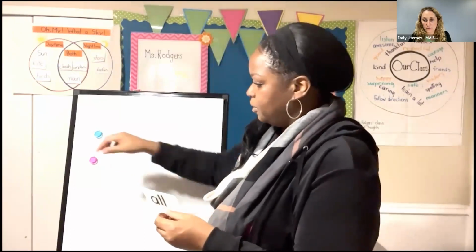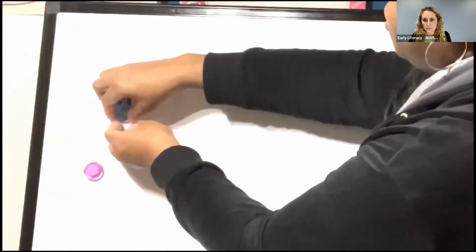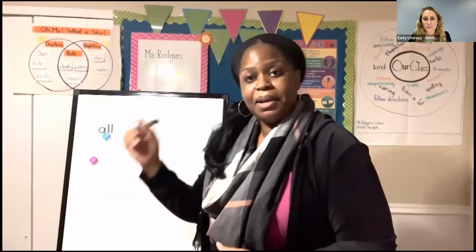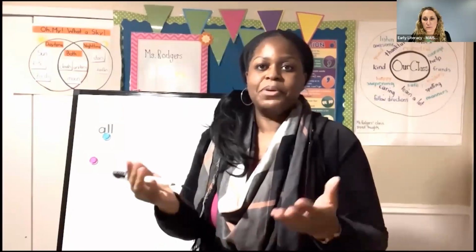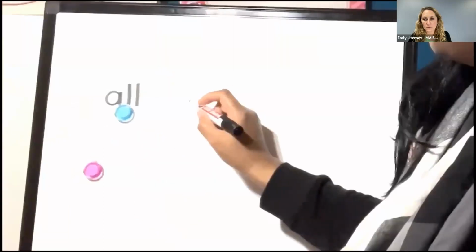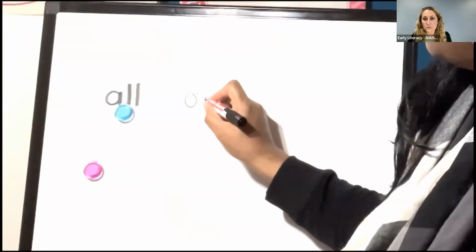Good job. Now, if I look at my word, it has 3 letters. The A says the ah sound. L says the l sound. So these 2 letters make 1 sound. When I put them together, it's all, all. A-L-L spells all. So I'm going to put this on my board and I want you to help me write them. You can skywrite in the air, you can write on a sheet of paper or whatever you have at home. So let's write the word all.